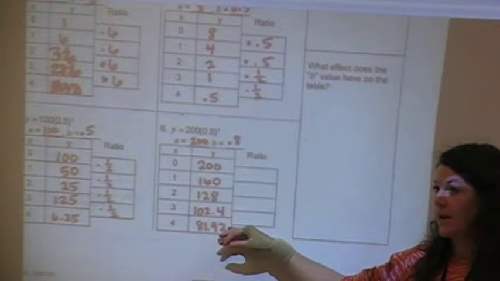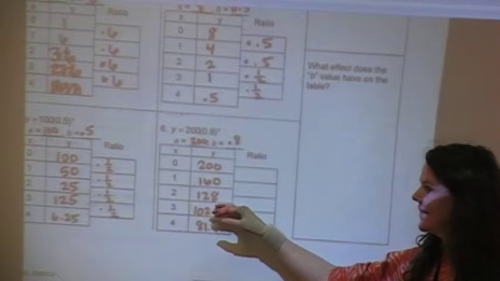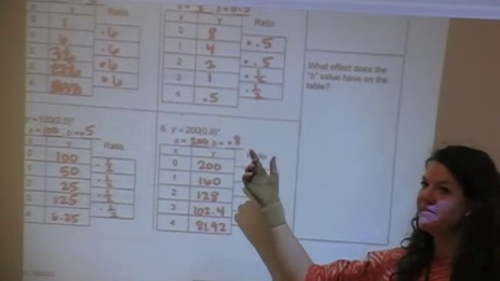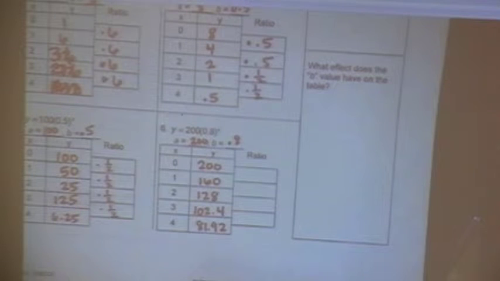Right, 0.8. It's 0.8. How do you know? So what's your B value? Because it's what your B value is. It's always what your B value is. So I'm going to put 0.8. I'm multiplying by 0.8 each time.